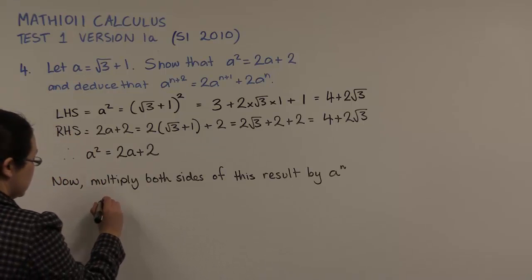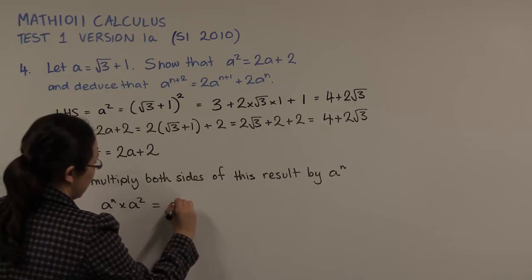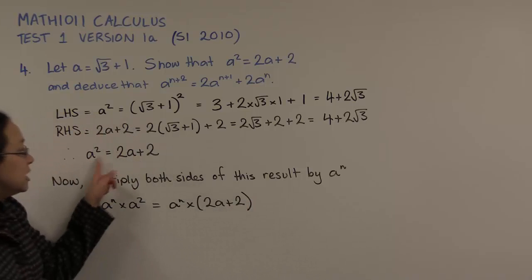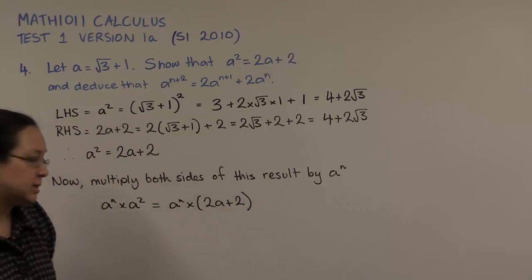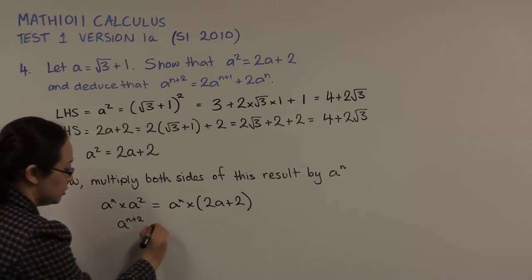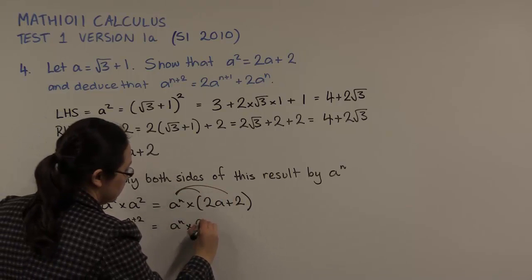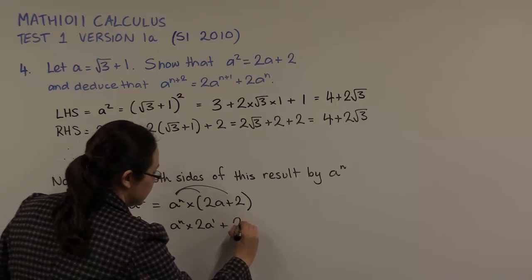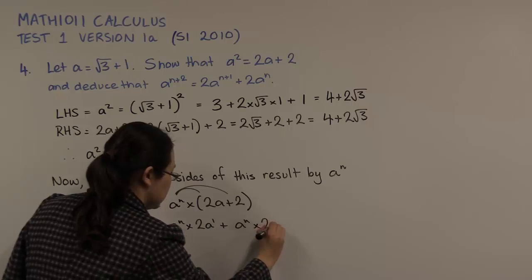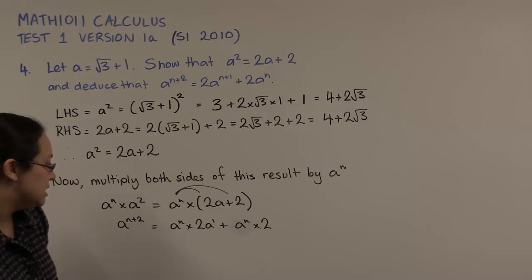So let's do that here. So we have a to the n times a squared must be equal to a to the n times 2a plus 2. Right? Because we know these are equal, so these must be equal. We've just done the same thing to both sides. Our index laws say that this is a to the n plus 2, and here we can expand. So this will be a to the n times 2a to the 1 plus, I guess I'll write a to the n times 2. So we're expanding. I just wrote 2 to the 1 there because we're about to use our index laws again.